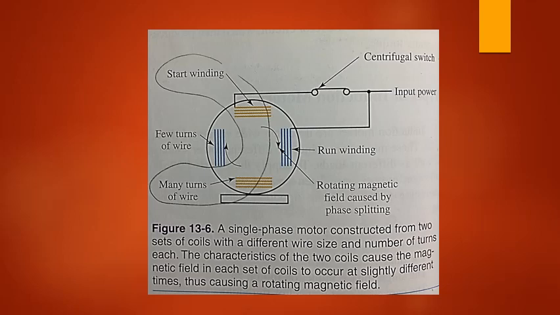When the motor reaches speed, a centrifugal switch opens the starter winding circuit. The motor then runs as a single-phase induction motor. The fine wire in the starting winding cannot withstand constant use, so it is cut out of the circuit after it has performed its function.